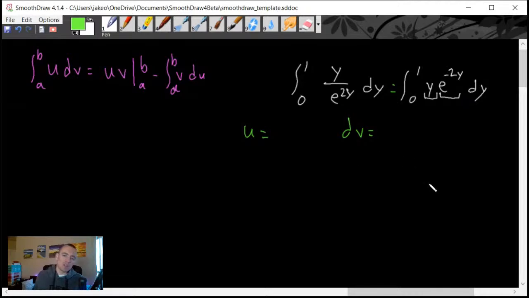It's not really going to make a difference if you integrate or differentiate that, because the integral and the derivative are both just going to be some constant times e to the negative 2y. So we don't really care which one we make that.